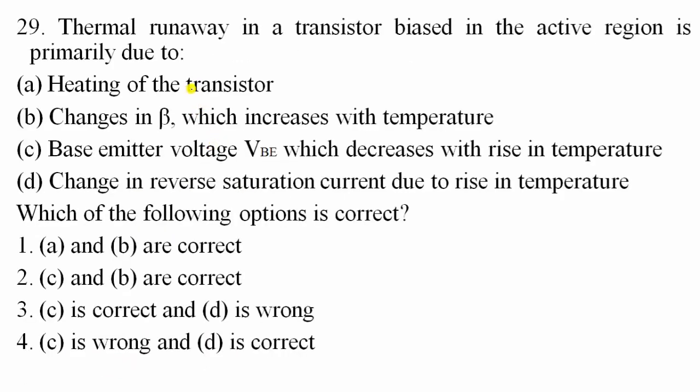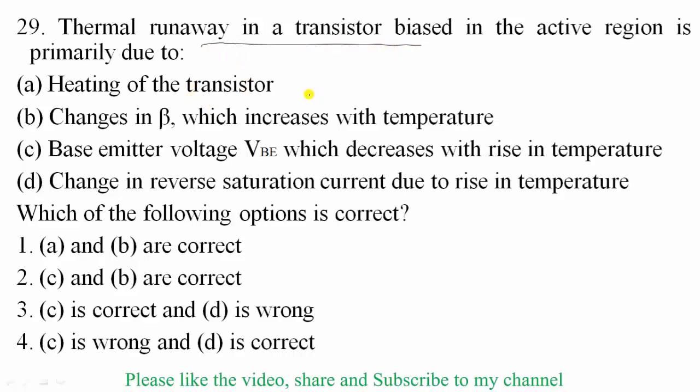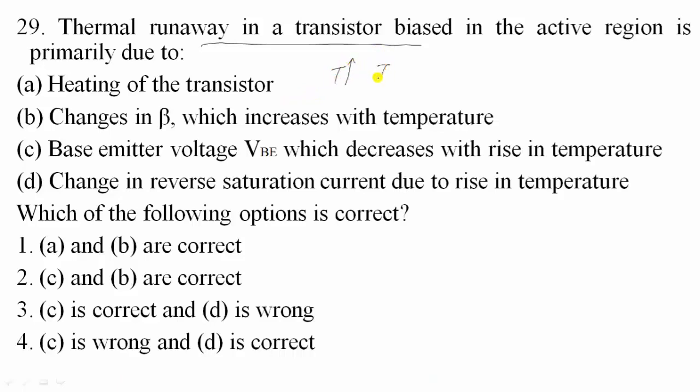29th question is based on thermal runaway. We know that BJTs suffer from thermal runaway, whereas MOSFETs do not. So what do you mean by thermal runaway? As temperature increases, collector current also increases, so the biasing, nothing but VBE voltage, further increases, thereby the reverse saturation current also increases. The first option they have given is heating of the transistor, change in beta which increases with temperature, base to emitter VBE which decreases with rise in temperature.